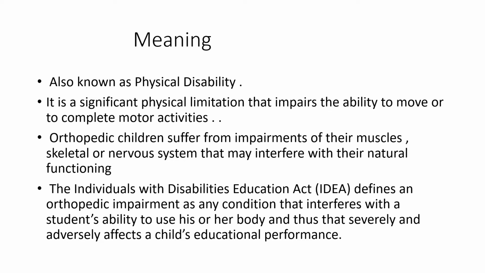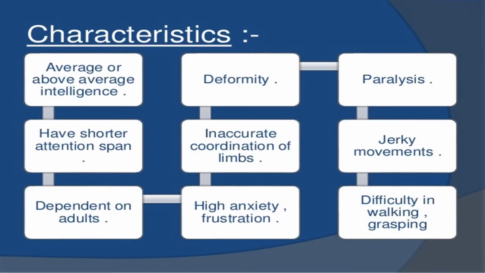Orthopedic children suffer from impairments of their muscles, skeletal or nervous system that may interfere with their natural functioning. The Individuals with Disabilities Education Act defines an orthopedic impairment as any condition that interferes with a student's ability to use his or her body and thus severely and adversely affects a child's educational performance.